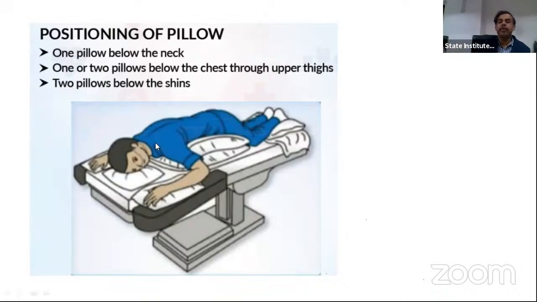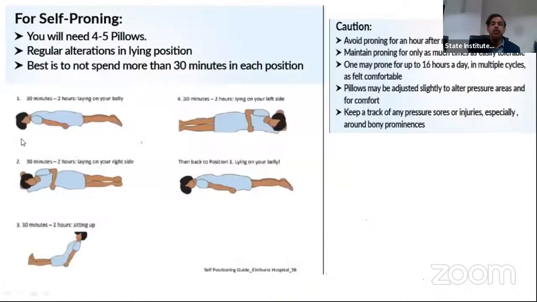This is the picture taken from the GOI side, Government of India side. You see the pillow, where to keep the pillow, one below the neck, one below the leg, and another below the abdomen. And the patient should change the position. This is the prone position. You see, if the patient has to take the position, has to adopt various positions. Every position patient should remain for 30 minutes to 2 hours, like in the prone position, like in the lateral, left lateral decubitus, right lateral decubitus, prone, supine, or sitting posture. You have to change this posture every 30 minutes to 2 hours.